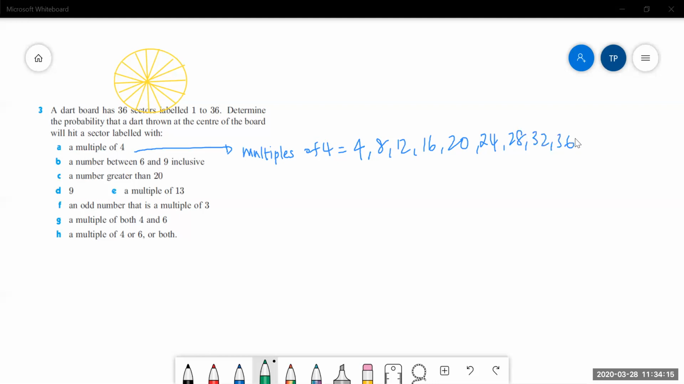Okay, so over here, we want to find the probability. This is how presentation is very important. A lot of people can give me the answer. It's very easy, you use 9 over 36. But you must put P bracket, multiple of 4, equals 9 over the total number of outcomes, 36. So from here, you will get 1 over 4. Correct.